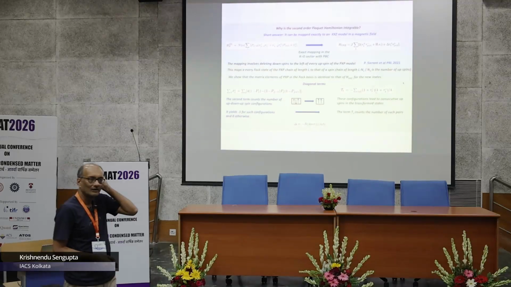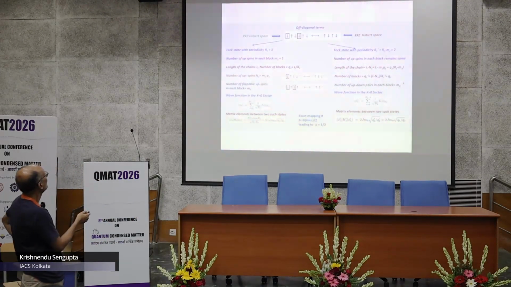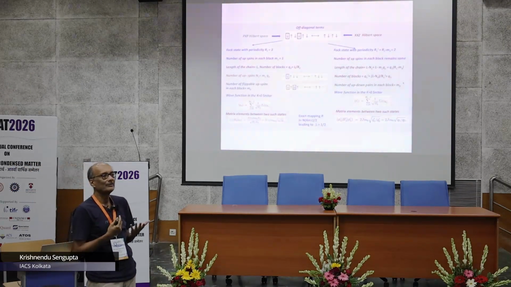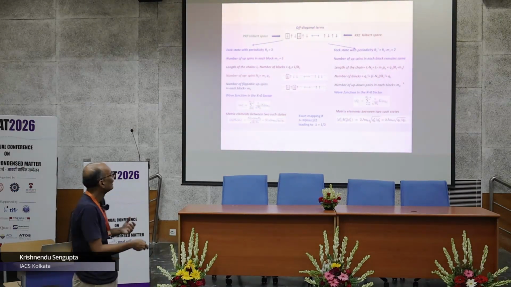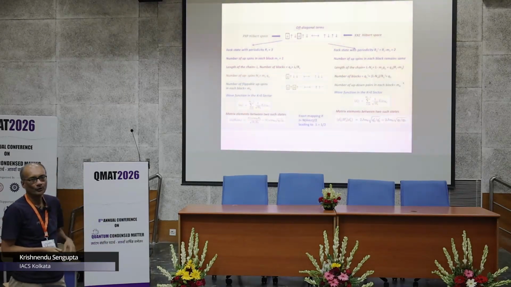But this is of course not all, because you have the off diagonal terms, and that's a more difficult thing to do. For the off diagonal term, what we do is show that the matrix elements of the off diagonal terms of the PXP model in the PXP basis, and of the XXZ model in its Hilbert space basis, are identical. So how do we show this?